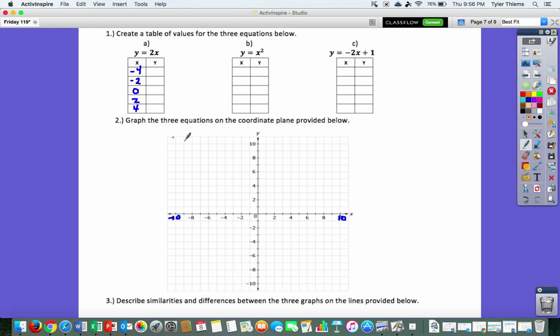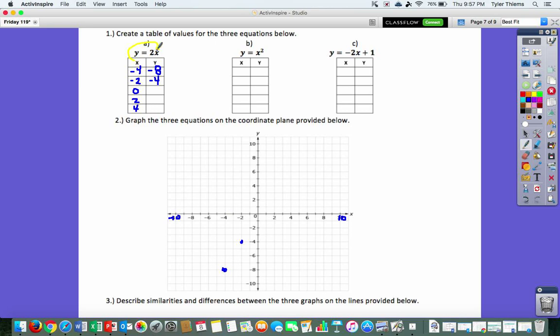and 4. And so if we plug these numbers in for x, if I plug in -4 into x, it becomes 2 times -4, so our y would be equal to -8. So that point, -4, -8, would be right here. I'm going to put a point there. Now I plug in -2 for x. -2 times 2 would be -4. So that point, -2, -4 would be here.